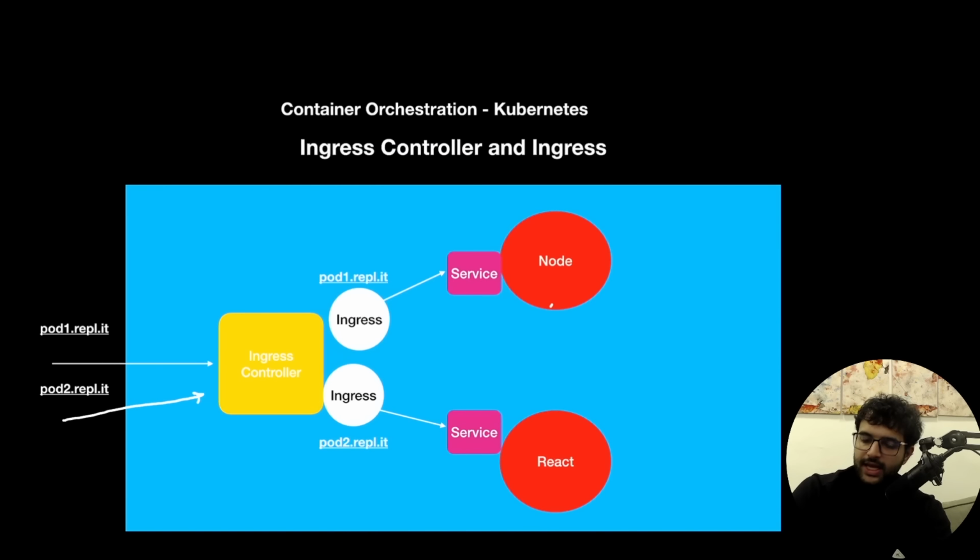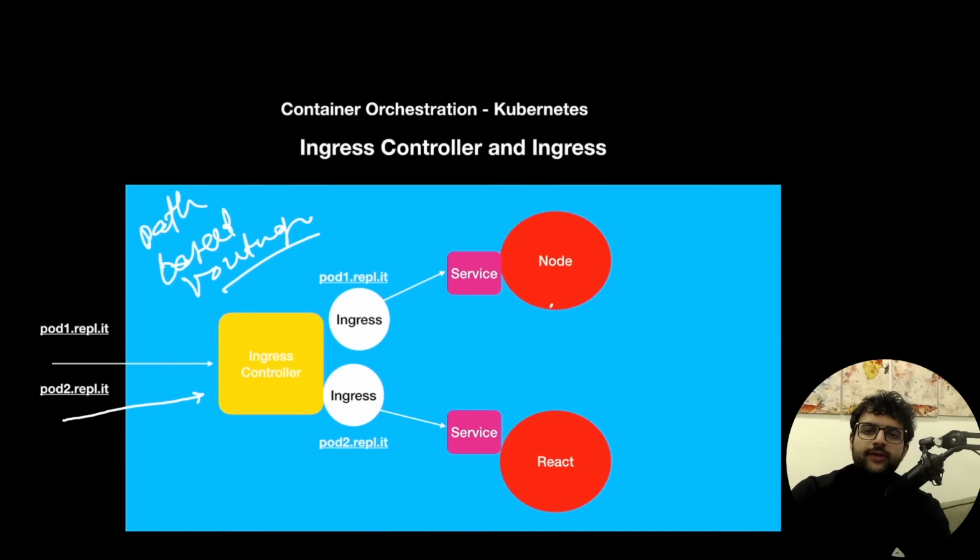Incoming request is hitting an ingress controller, which is doing path-based routing. And where are all of these rules defined? If the path is this, go here. They're defined in all the ingresses. So basically, Harkirat, if someone comes to Repl.it, you are creating 3 resources for them. You are creating a node, a service, and an ingress, and that is correct.